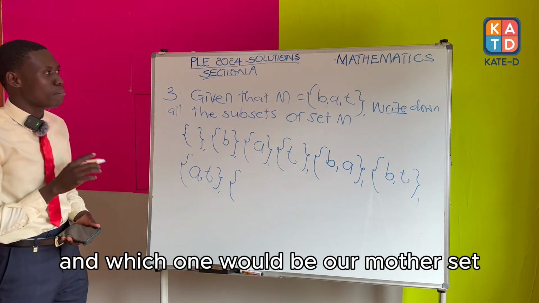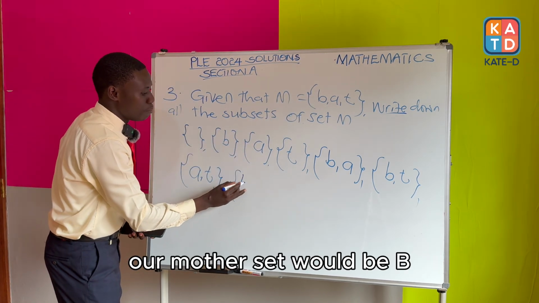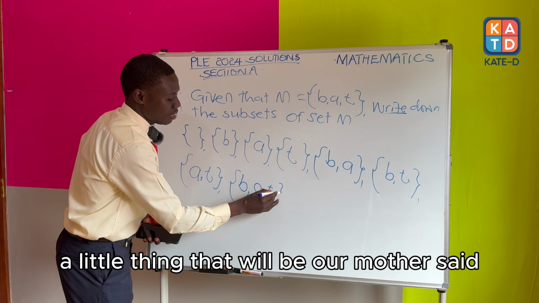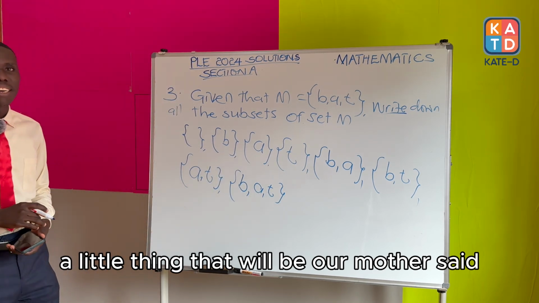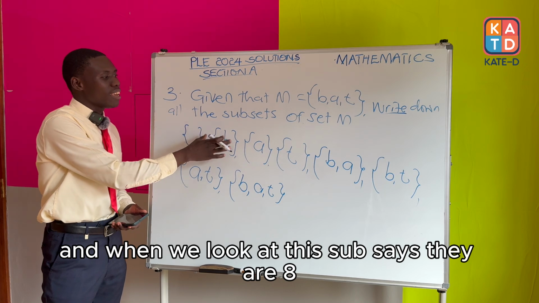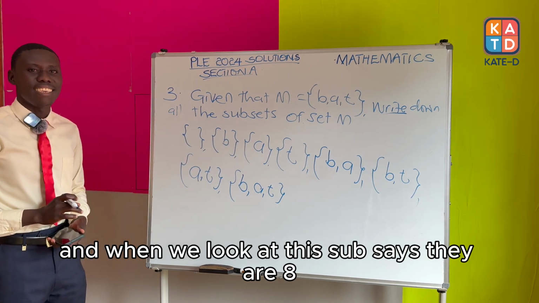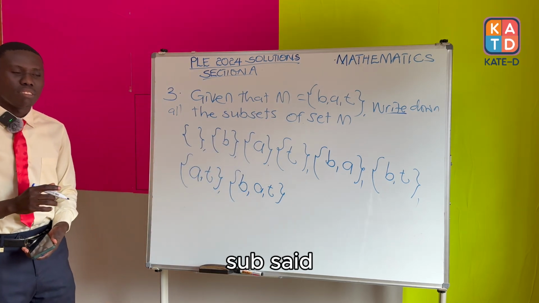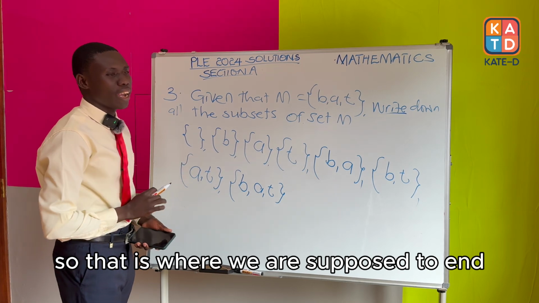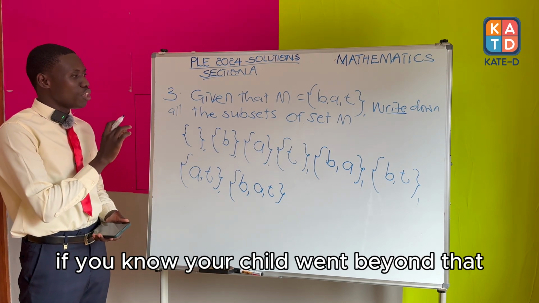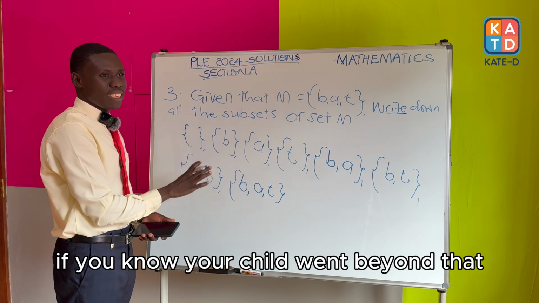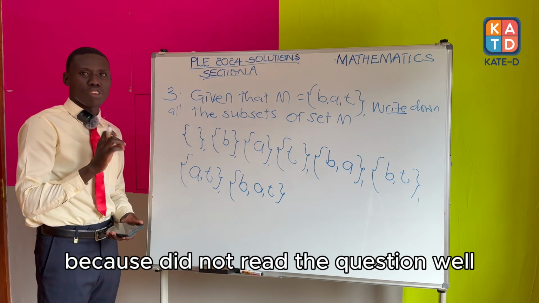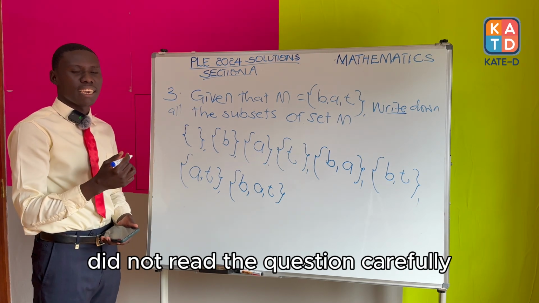And which one is our mother set? Our mother set is {B, A, T}. When we look at these subsets, they are 8, but the question did not call us to write the number of subsets. So that is where we were supposed to end. If your child went beyond that, just know that they were denied the marks because they did not read the question carefully.